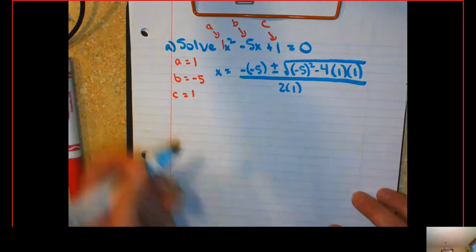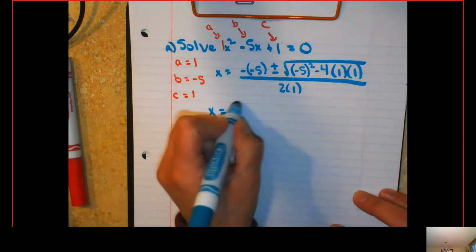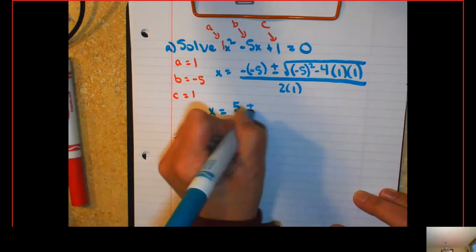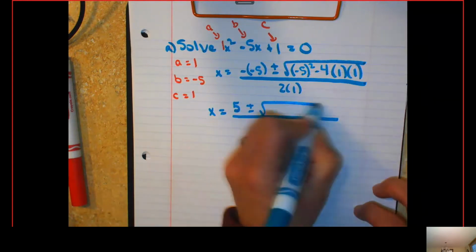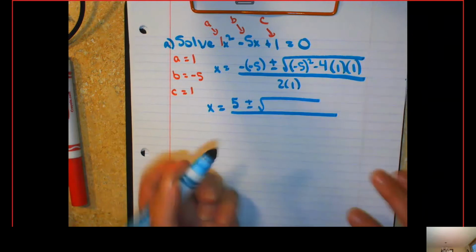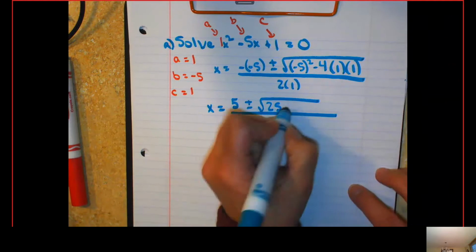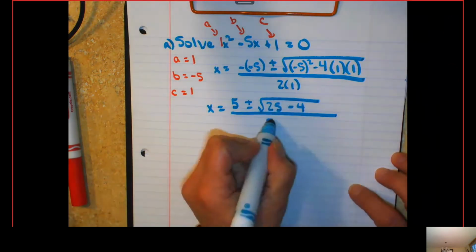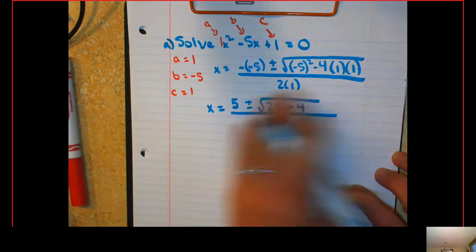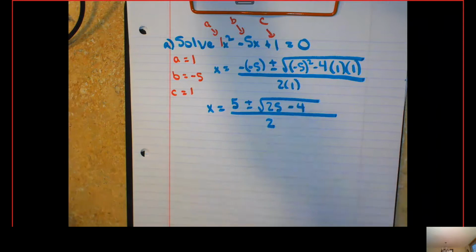So I'm going to move this to the side. I have x equals, a negative times a negative is a positive, so I have 5 plus or minus. Underneath this radical, I have -5 squared, that's 25. And then -4 times 1 times 1, that's -4. And then on the bottom, 2 times 1, that's 2. So what I'm doing is simplifying this and making it as small as possible. I know that I can combine these 2 inside, so I'm going to combine these right now since they're under the radical.